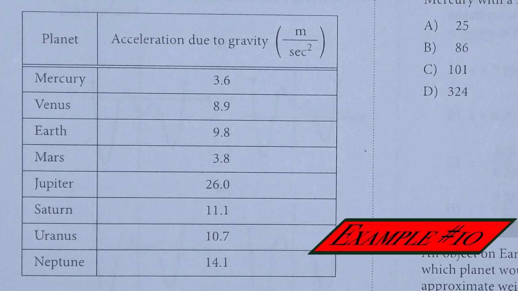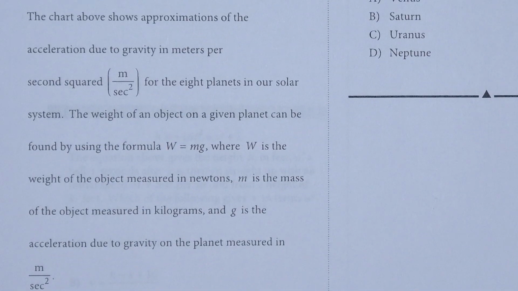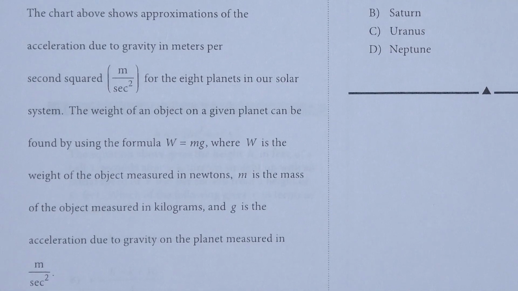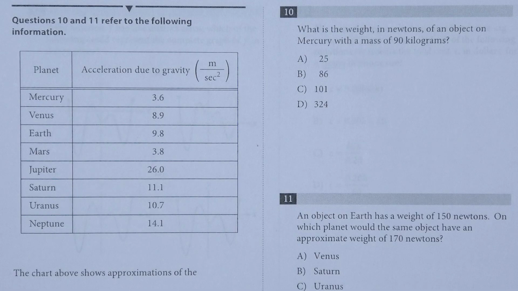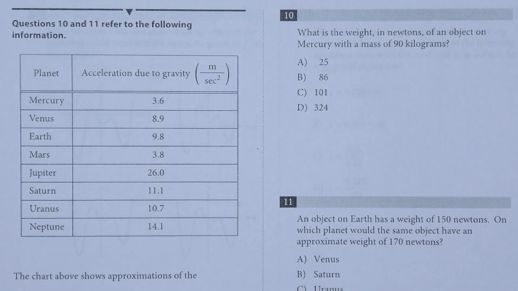For number 10 and 11, we're going to refer to the information given in this table. The chart above shows approximations of the acceleration due to gravity in meters per second squared for the 8 planets of our solar system. The weight of an object on a given planet can be found by using the formula W is equal to mg, where W is the weight of the object measured in newtons, m is the mass of the object measured in kilograms, and g is acceleration due to gravity on the planet measured in meters per second squared. What is the weight in newtons of an object on Mercury with a mass of 90 kilograms?